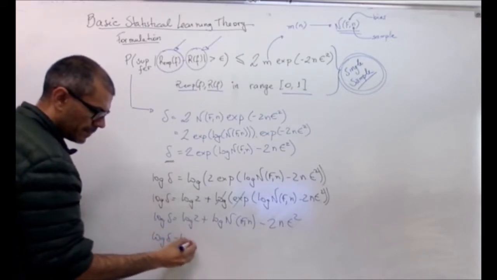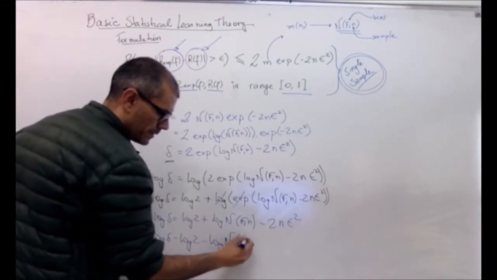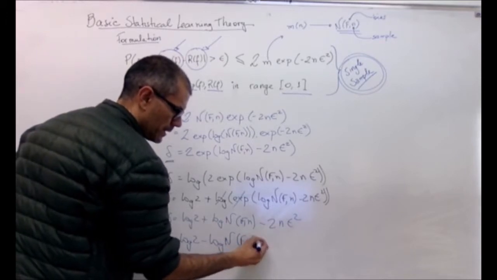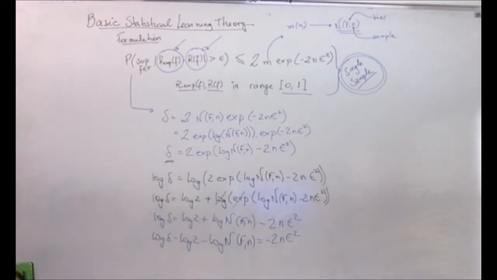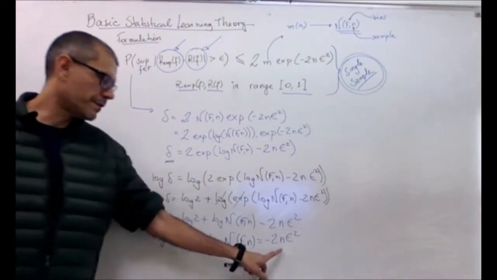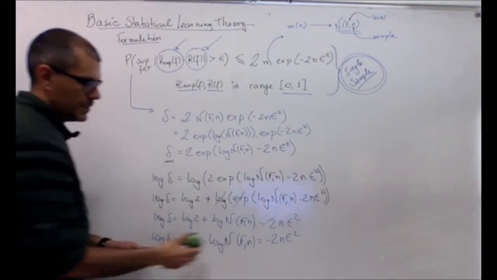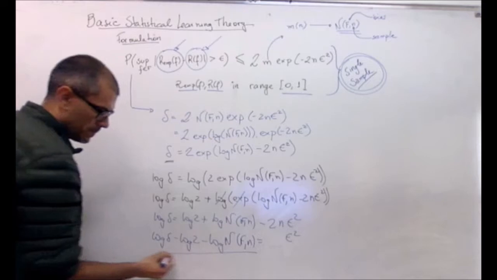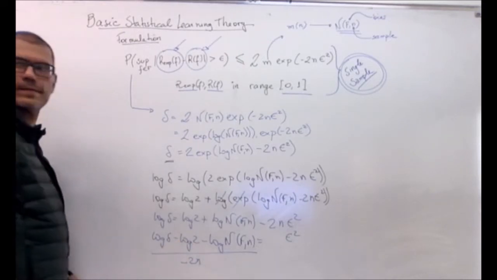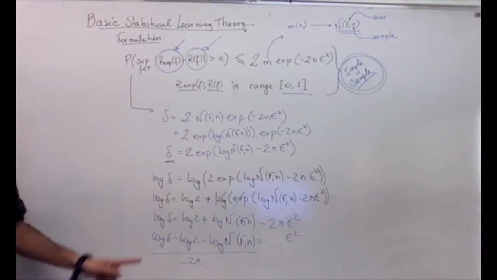So we will have minus log of the scattering coefficient equal to minus 2 n epsilon squared. And of course now we can divide by minus 2n. Just to simplify, I'm going to divide all the terms on this side by minus 2n. So I have epsilon squared equal to this term. So I can apply a square root on this term.